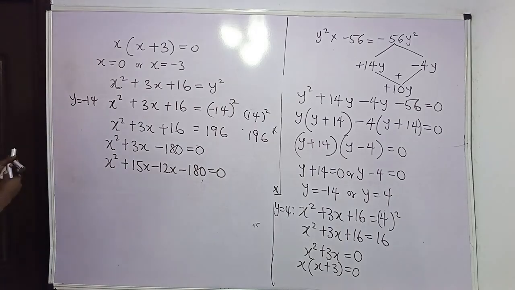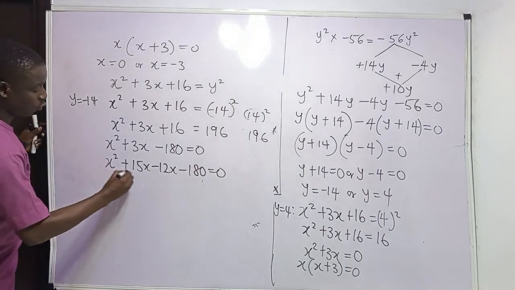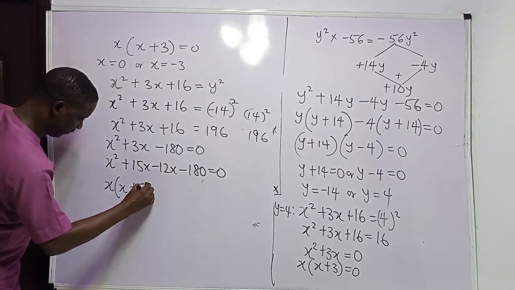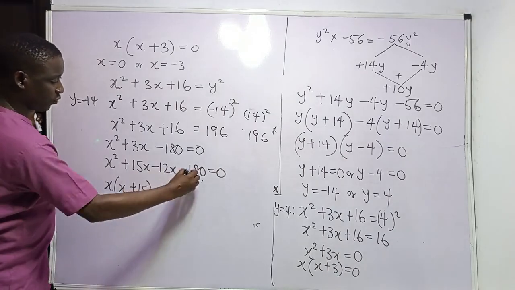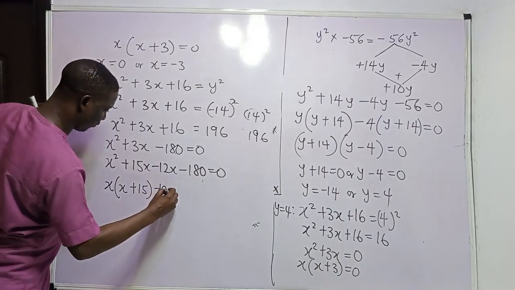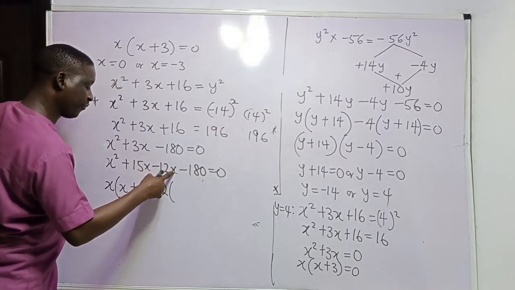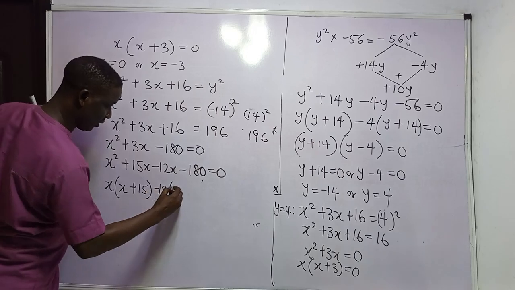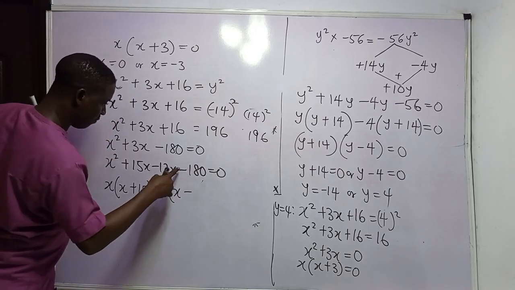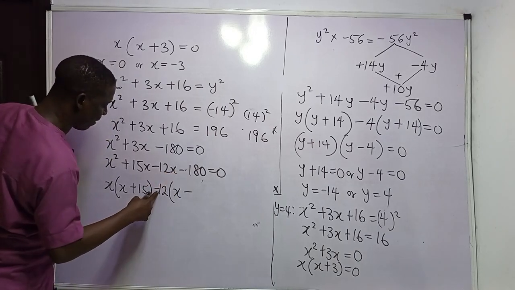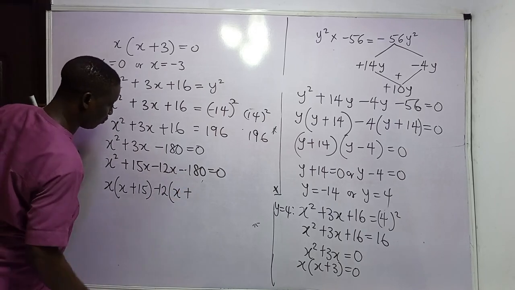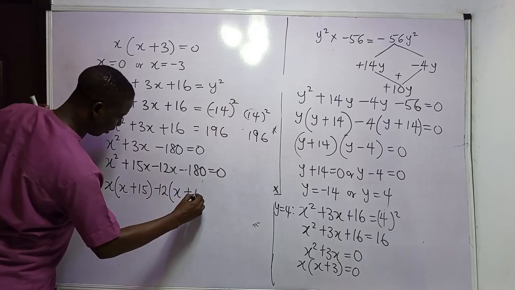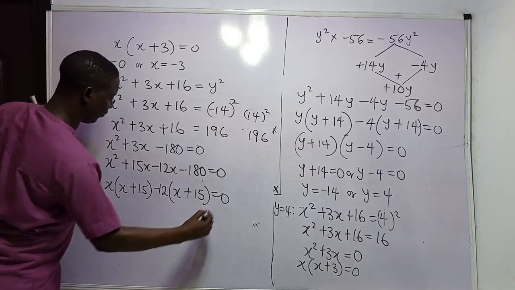So we are getting the final answer. What is common? x is common. x plus 15. Then what is common here? Minus 12 is common. So minus 12x divided by minus 12 gives x, and minus 180 divided by minus 12. This one, minus divided by minus, will give us plus. Then 180 divided by 12 will give us 15 equal to 0.